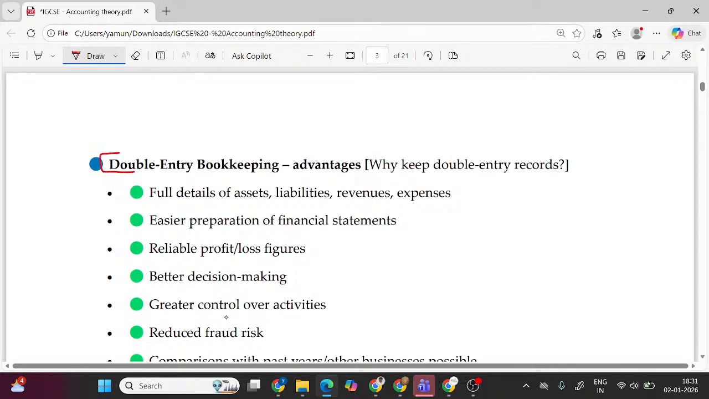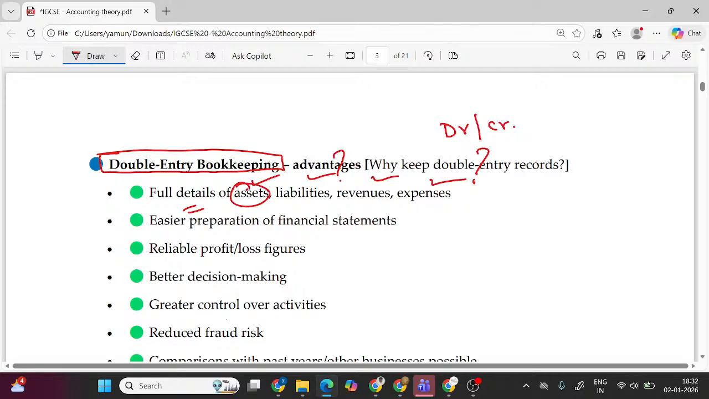Next we'll go for double entry system, double entry bookkeeping system. Why you keep double entry records? So whenever you have passed a journal entry, what you might have done? A debit entry and a credit entry. Am I right? So what are the advantages behind this? You'll get the full details of assets, liabilities, revenue, and expenses. How did you get the asset? Okay, you paid the cash and got the asset, or you gave something else and you got it in exchange for the asset. It will be easier preparation for financial statements. That's why we are talking about tallying the balance sheet, right?